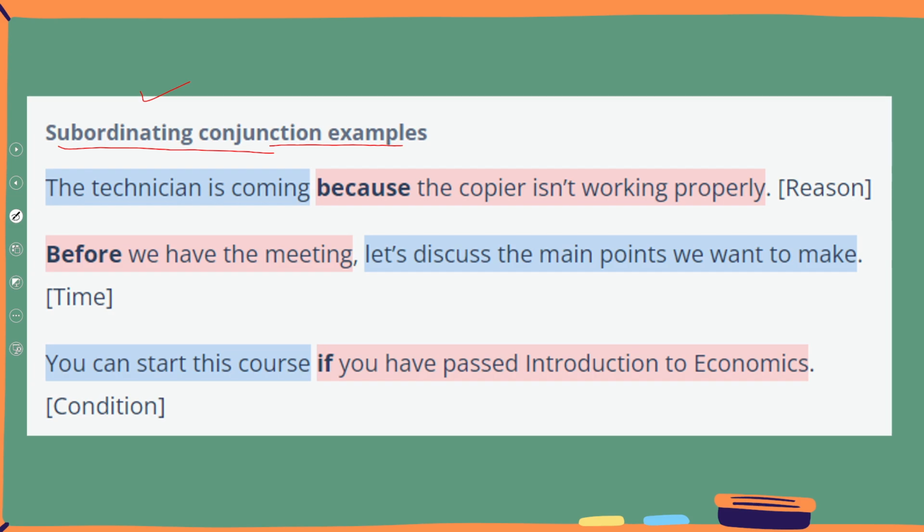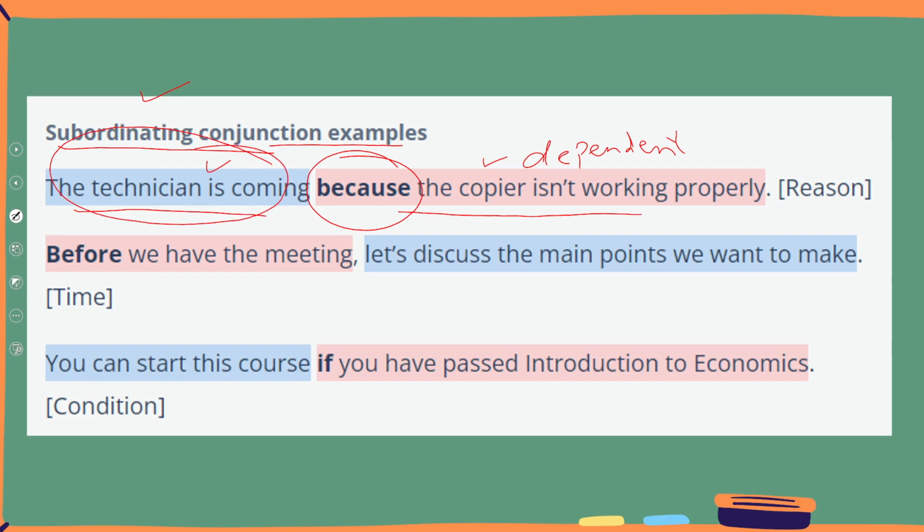So, now we have two clauses. One of them is dependent and one of them is independent. And we have our conjunction because it is linking this part with this one. Because the copier isn't working properly, it is incomplete, totally dependent. The technician is coming. This is the independent clause. It makes complete sense. But this part is not working. So we join them together, and subordinating conjunction always comes at the start of the subordinating clause.